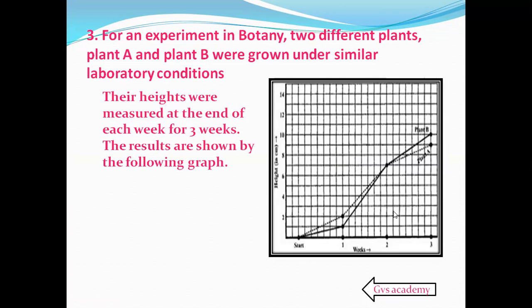Now you can see the two graphical representations in a single graph sheet. One is a dotted one, the other one is a lined one. The lined one is plant B and the dotted one is plant A.